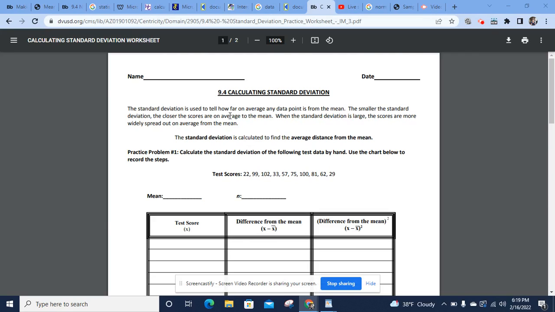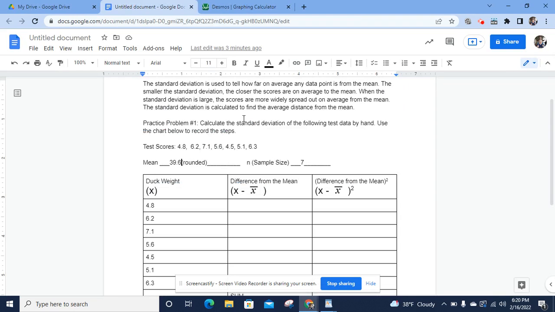I'm going to do a short video on how to deal with this worksheet on calculating standard deviation. I've done a longer version if you'd like to see me walk through the steps more carefully. But for right now, I have created an alternate version in which we have duck weights again, and I've got 4.8, 6.2, 7.1, 5.6, 4.5, 5.1, and 6.3 pounds for each duck. I have added those together, and I've got 39.6.